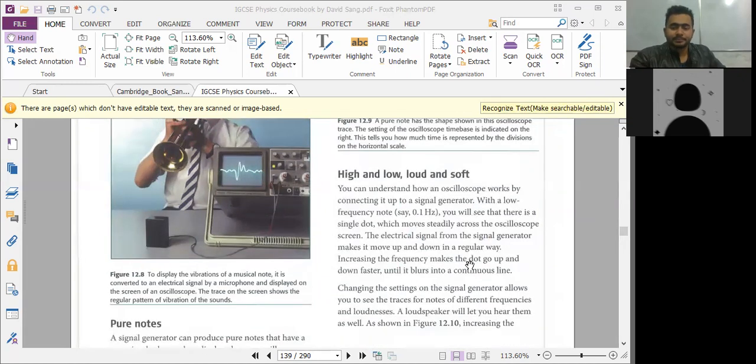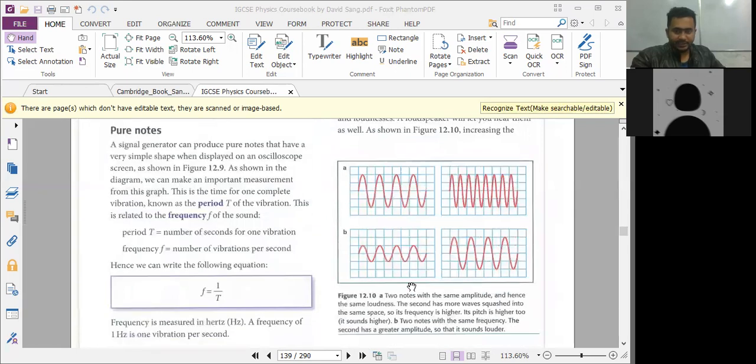Changing the settings on the signal generator allows you to see the traces for notes of different frequencies and loudness. A loudspeaker will let you hear them as well, as shown in the figure. Let's see what the diagram says. Two notes with the same amplitude and hence the same loudness, right? In diagram A, we can see two waves with the same amplitude and loudness. The second has more waves squashed into the same place because it has more frequency. Higher frequency means it has high pitch, the sound has high pitch.